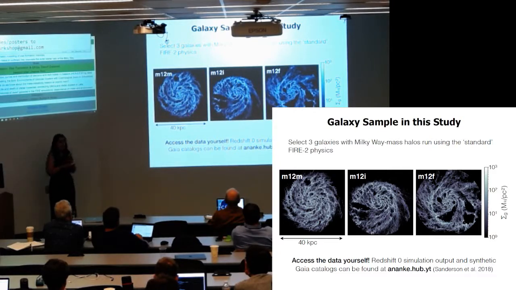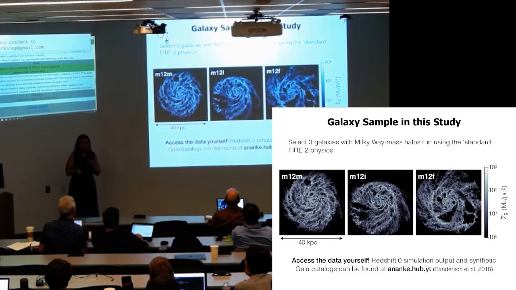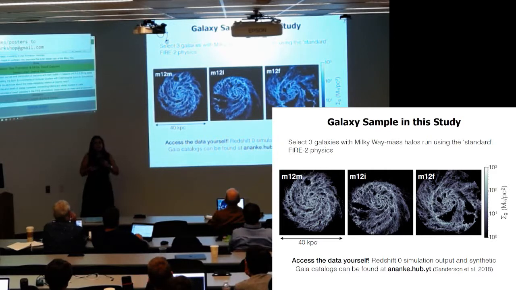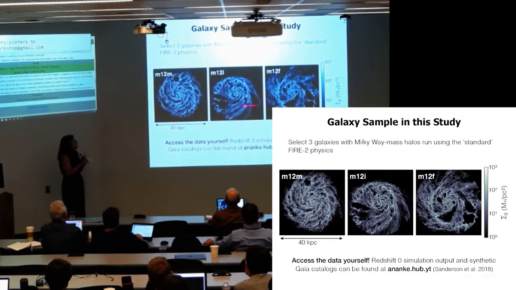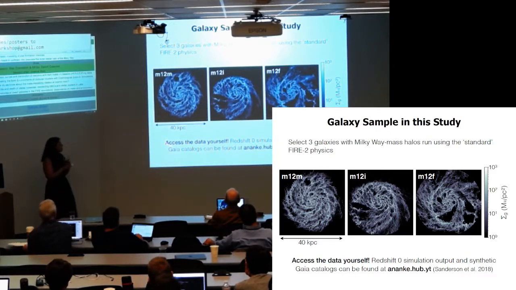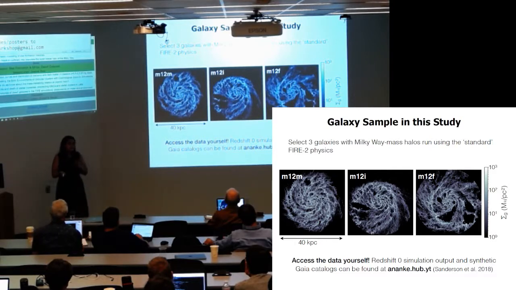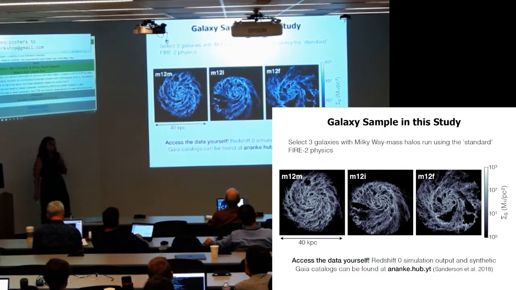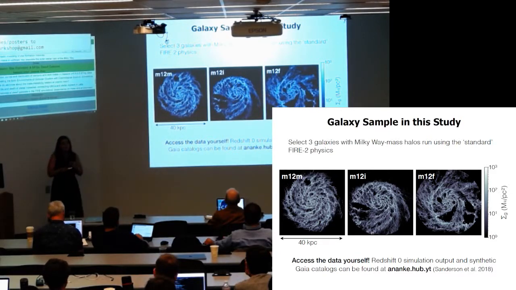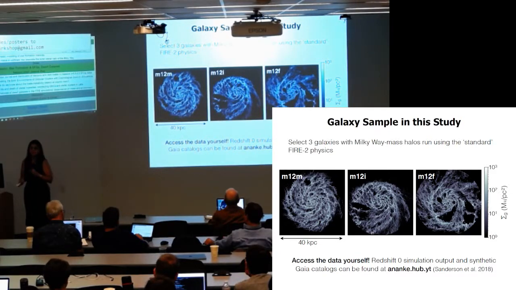So M12M is a nice, quiet, flocculent spiral. It hasn't had an interaction in a really long time. If we go down to M12F, it has had a recent interaction. It's a little more disturbed. So we have a wide-ranging environment that we can look at. If you're so inclined, you can access the data yourself and have a look. So Redshift 0 simulation output for these 3 galaxies and Gaia catalogs generated using Ananke are all available online.